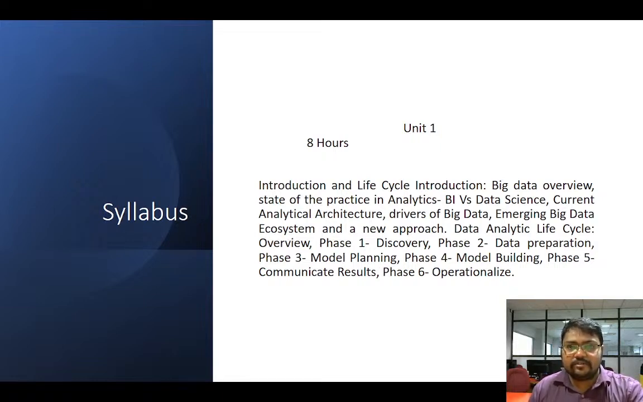Then we are going to take you through the data analytics life cycle, which involves 6 phases: discovery, data preparation, model planning, model building, communication of results, and operationalization. All these 6 phases will be taken up in detail.